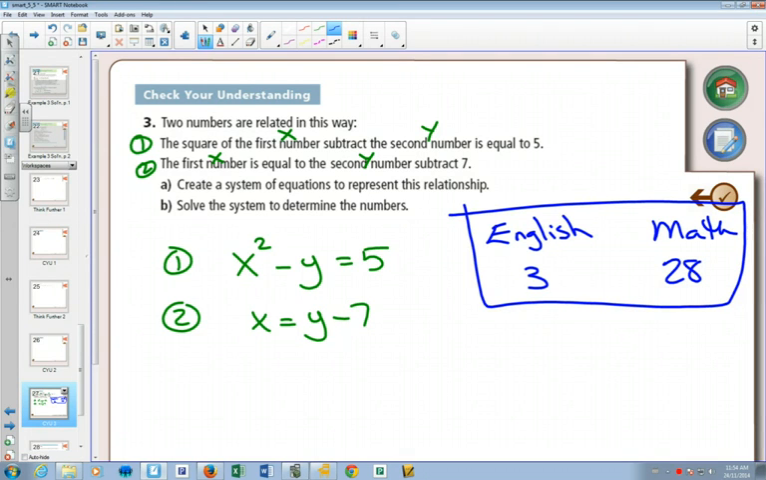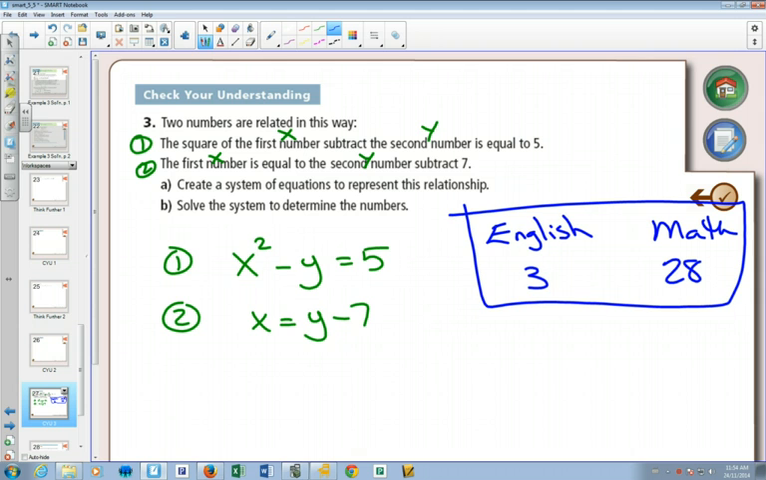Okay, now we've got our 2 equations. We have created a system of equations that represent this relationship. And B, let's solve the system to determine the numbers. You want to use substitution or elimination? No, substitution. Can you see that the X is already by itself?